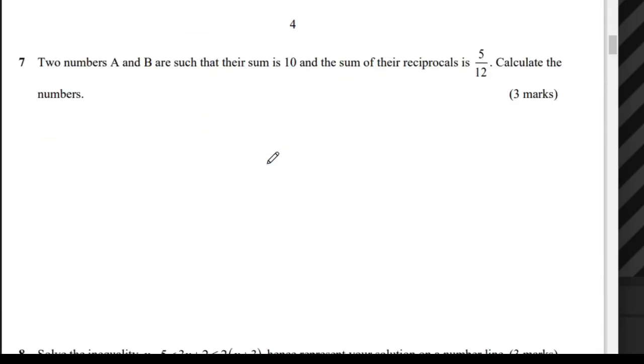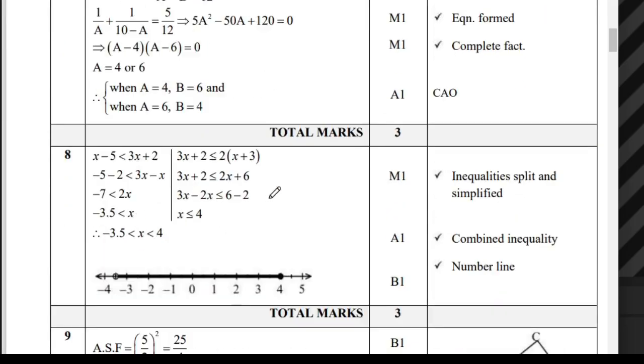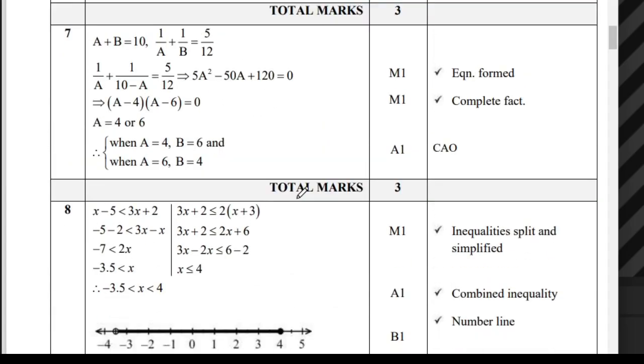Two numbers A and B are such that their sum is 10 and the sum of their reciprocals is this. Calculate the numbers. Very nice. Let the numbers be A and B. When you add them, that is the answer. When you get the reciprocal sum, that is it. Now you can equate and get that AB is this.